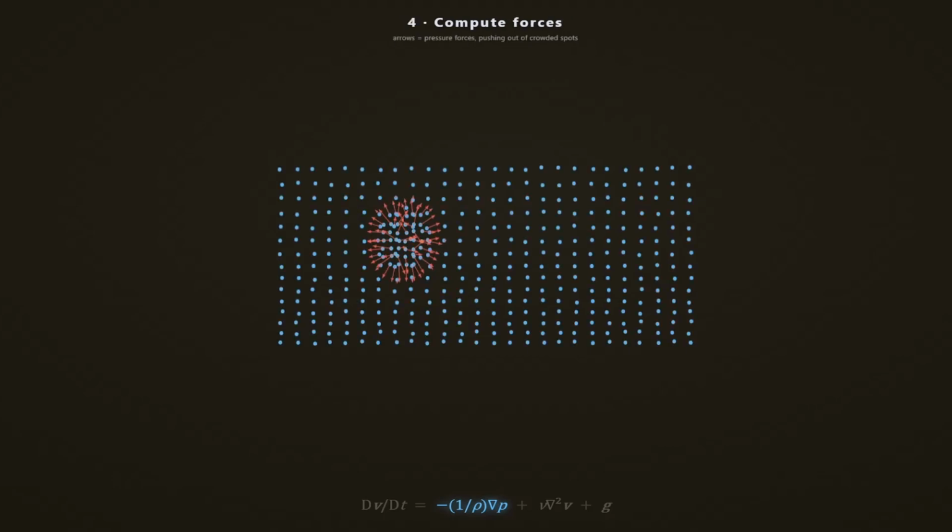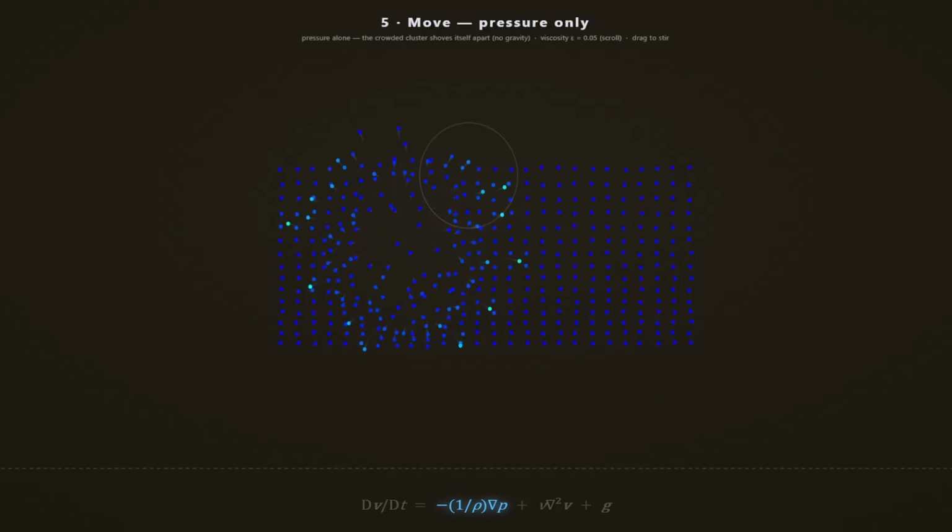And step 4. Those pressure differences turn into forces. Each particle gets pushed from high pressure towards low pressure. And look at the clump. Every single arrow is pointing outward, away from the crowded ones. That's just the fluid trying to even itself back out. Okay, step 5, we take those forces and actually move the particles.